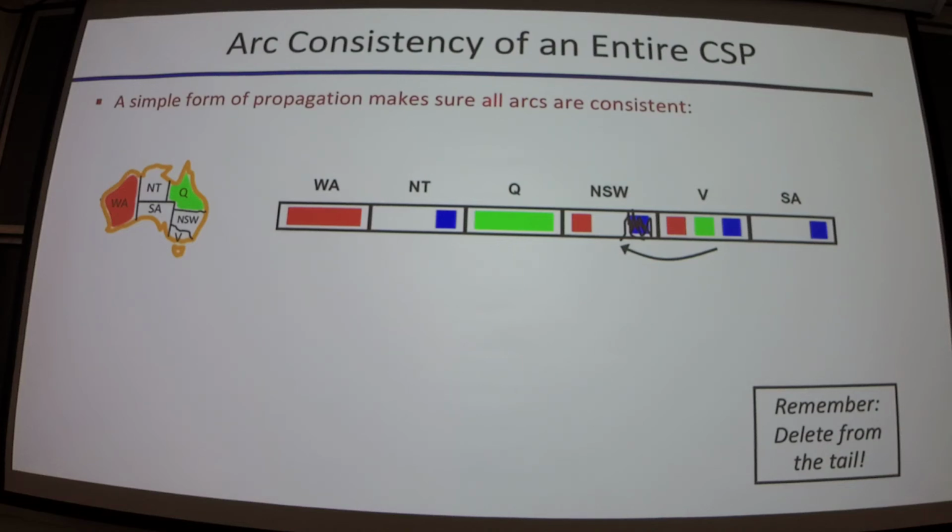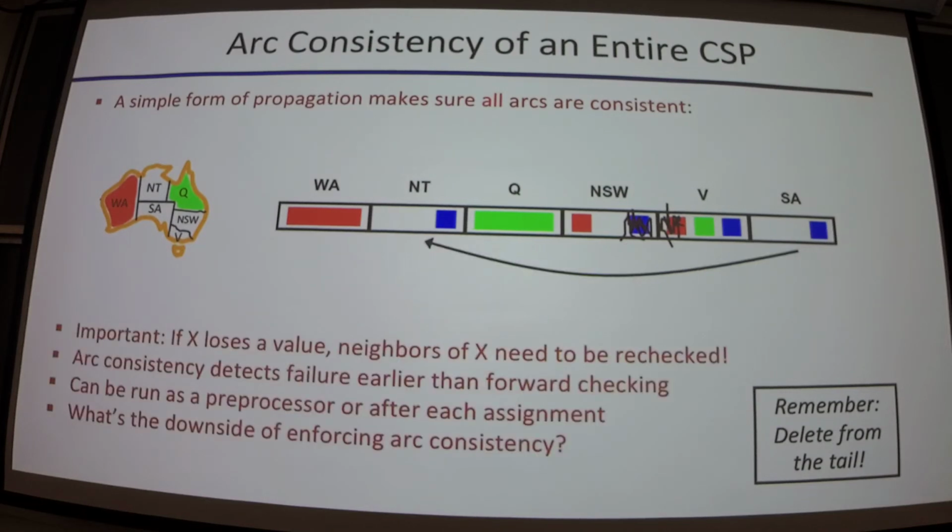Is it consistent? It's not. Why is it not? Because red won't work with red, right? So what do we do now? Right? Is it consistent now? That's great. Okay. This highlights a really important point, right? If x loses a value, all neighbors of x have to be rechecked.